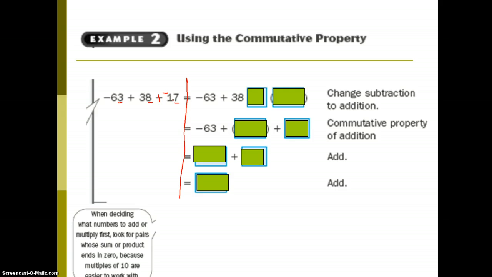You want to look for what's going to make it easier to solve, and if you look down here at this bubble, that's what it says. When deciding what numbers to add or multiply first, look for pairs whose sum or products, when you add or multiply, ends in a 0, because multiples of 10 are easier to work with. So first of all, they did change to adding the opposite, and now between 3, 8, and 7, what is going to make 10? Well, these are both negative, so when I add those negatives, 3 and 7, that's going to make a 10. So I'm going to switch the negative 38 with the negative 17.